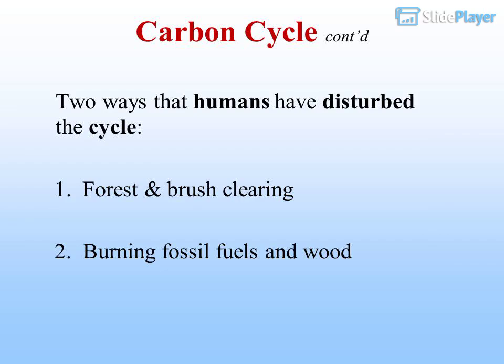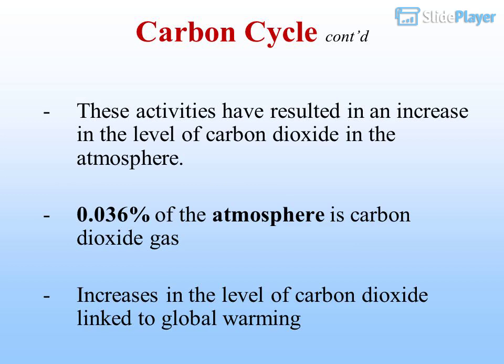Two ways that humans have disturbed the cycle: 1. Forest and brush clearing. 2. Burning fossil fuels and wood. These activities have resulted in an increase in the level of carbon dioxide in the atmosphere. 0.036% of the atmosphere is carbon dioxide gas. Increases in the level of carbon dioxide are linked to global warming.